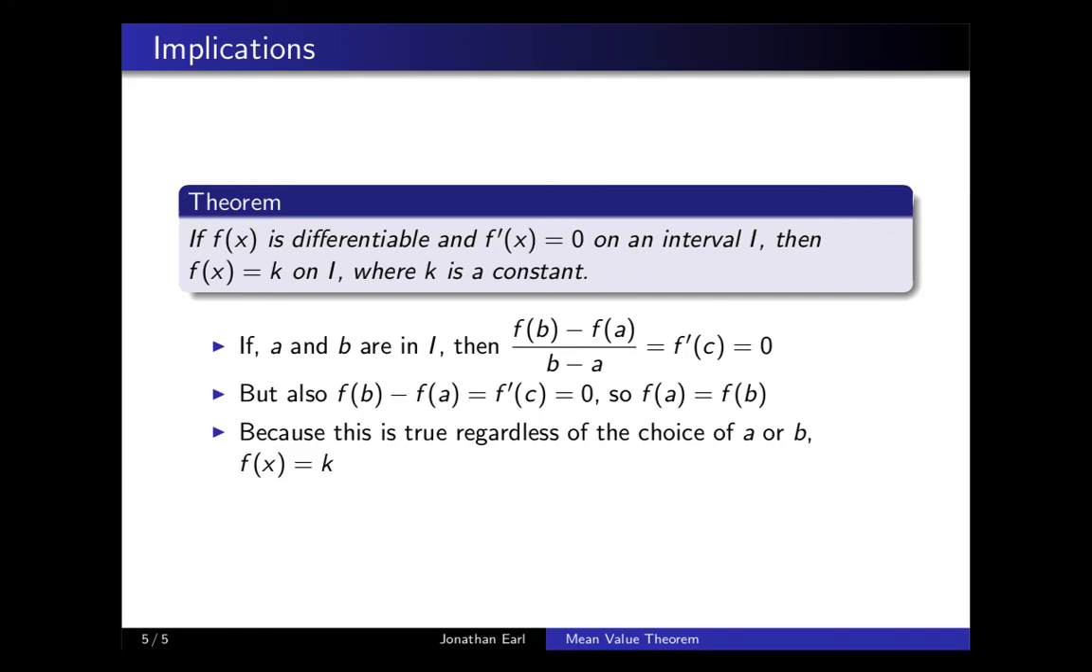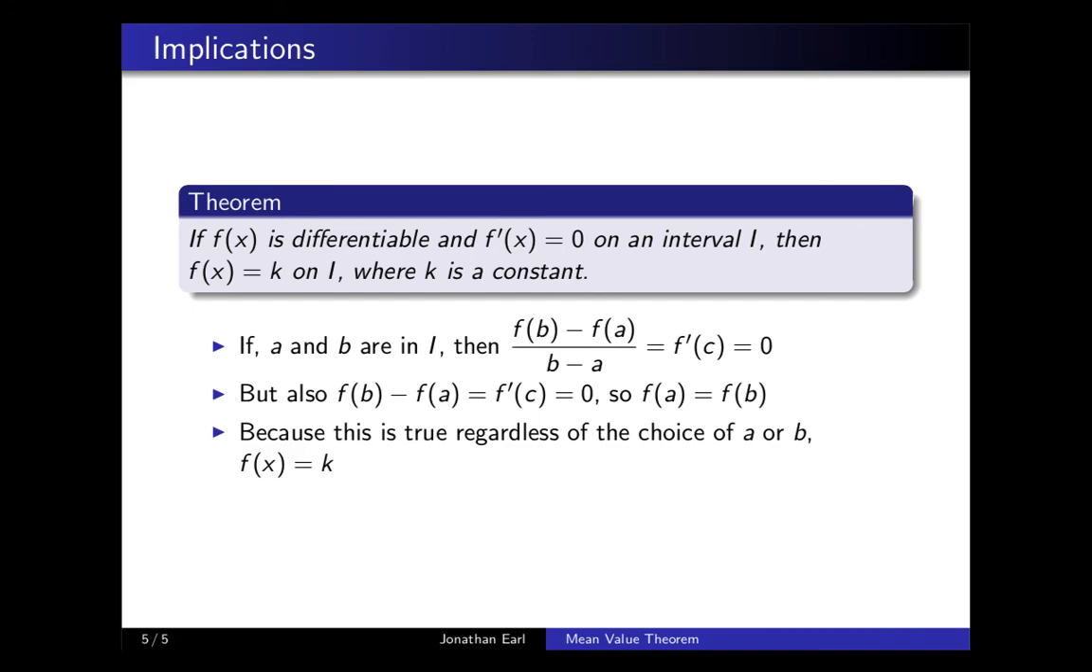Okay, so then just a couple of results to wrap up here. So if you have a function that is differentiable, and you're told that over some interval the derivative is always 0, then the function is a constant. The reason for this is that you take any 2 points in your interval, well, f of b is f of a. So you have f prime of c equals 0.